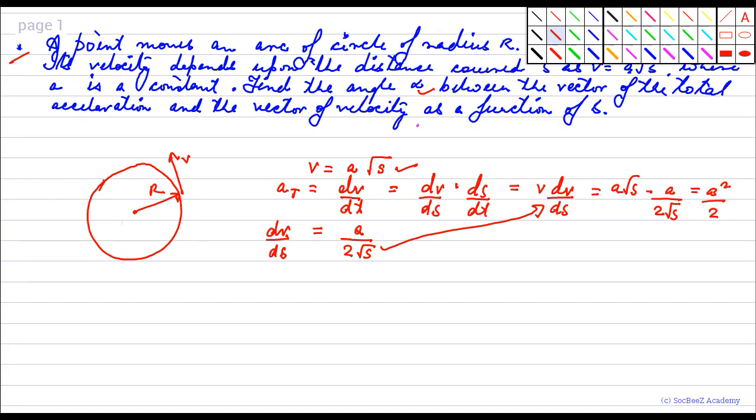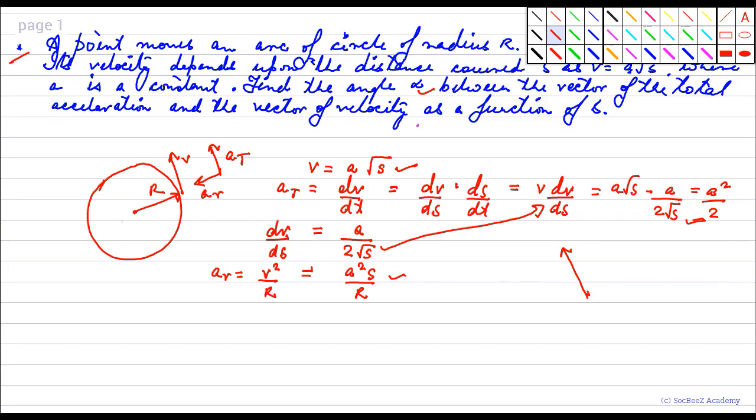Fine. Now this at is going to be directed towards the velocity vector. And the ar is going to be directed radially towards the center of the circle. Now ar is given by nothing else but v square by r. So v square can be written as a square s by r. So this is my magnitude of ar. And this is the magnitude of at.